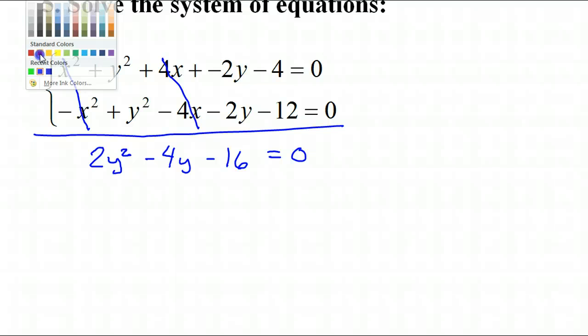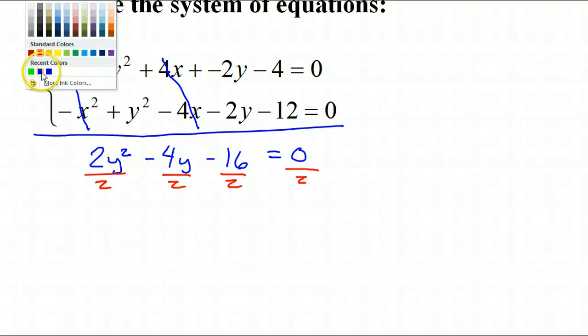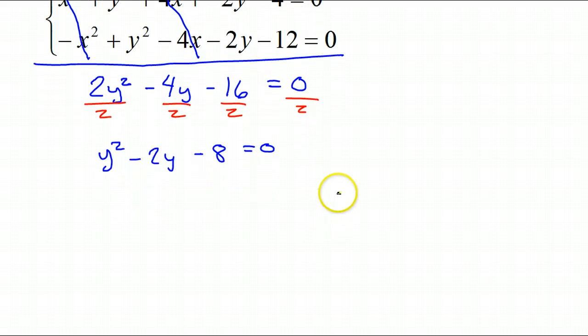So let's do that. Let's divide everything by 2, including the 0. When it's an equation, we don't have to keep the 2 off to the side or anything. We can just divide. So this will leave us with y squared minus 2y minus 8 is equal to 0. Let's factor this if we can.